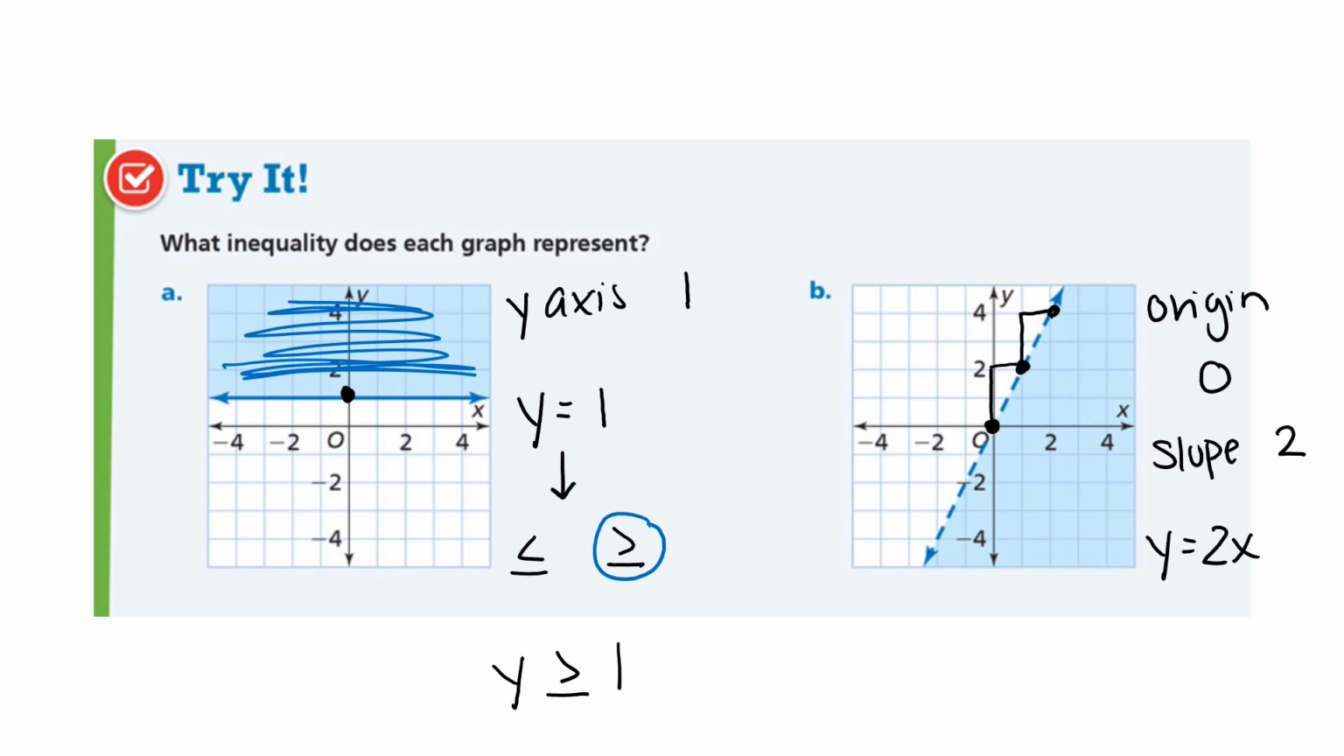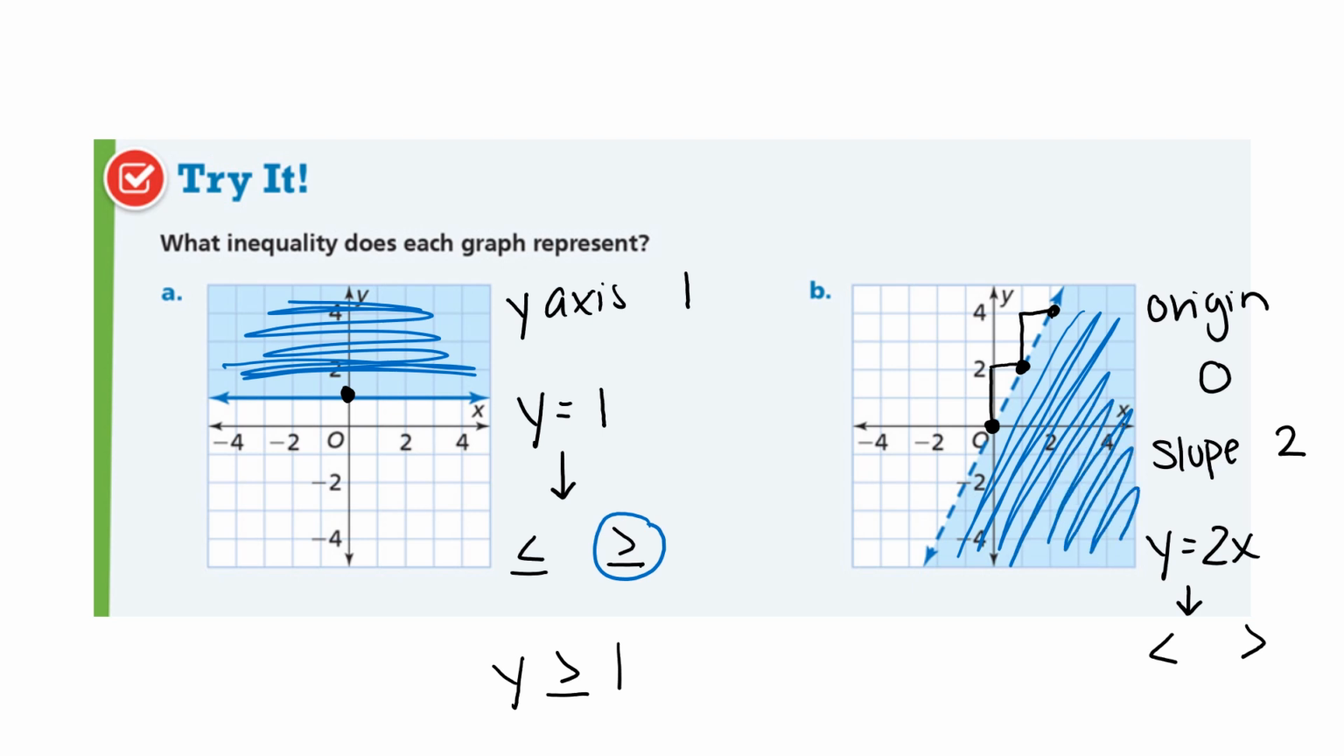Because we're working with an inequality, we want to change that equation. So our equal sign is going to become either a less than or a greater than symbol because it is a dashed line. We can see that everything is shaded below the line, so that means we're going to want the less than symbol. And our equation would reflect y is less than 2x.